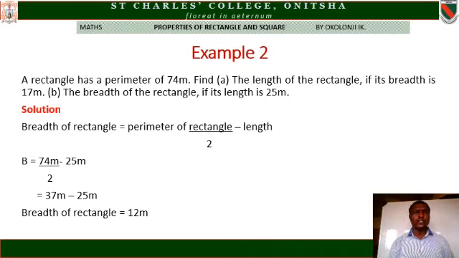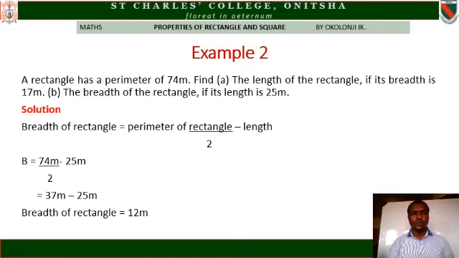Solution. First of all, stating your formula down. The breadth of a rectangle is equals to perimeter of a rectangle divided by 2 minus length. You can find out that in the equation, the perimeter of a rectangle is given to you to be 74 meters, and the length is given to you to be 25 meters.